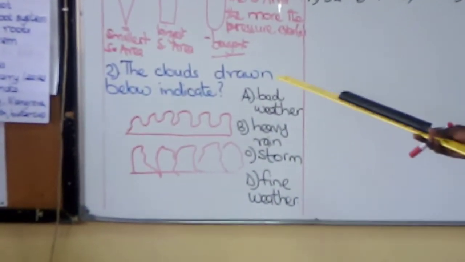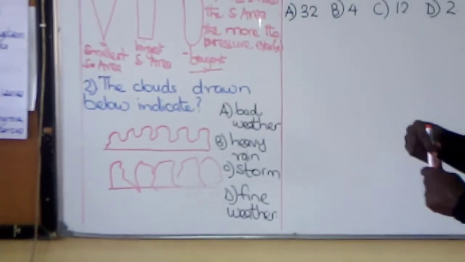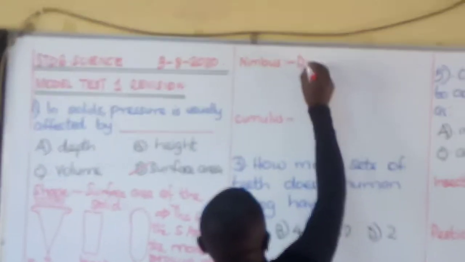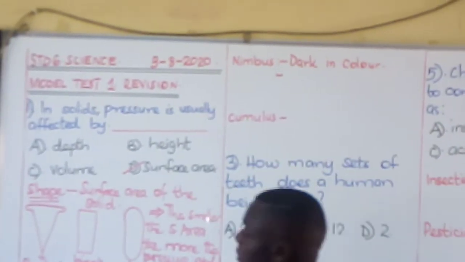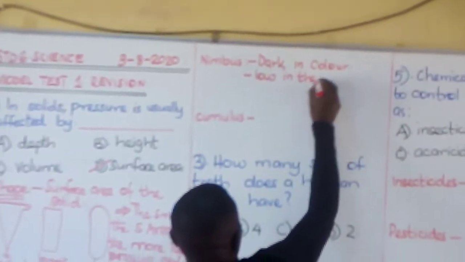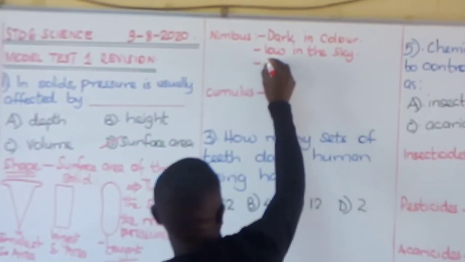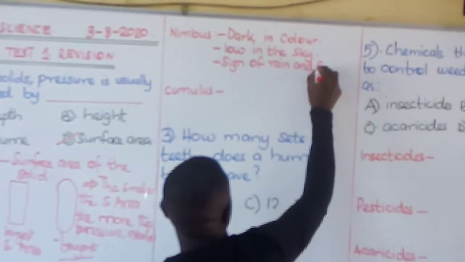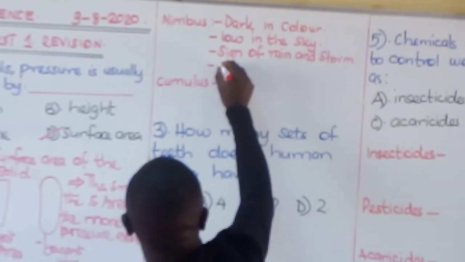Question number 2 states, the clouds drawn below indicate dash. Let us walk through some of the characteristics of the clouds. Nimbus clouds: one, they are dark in color. Number 2, they are low in the sky. Number 3, they are a sign of rain and storm. And number 4, they cover the whole sky.